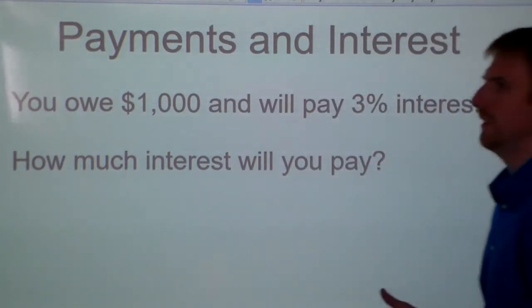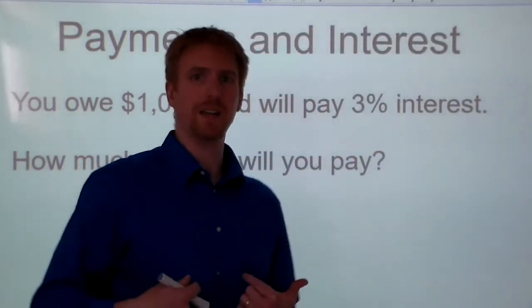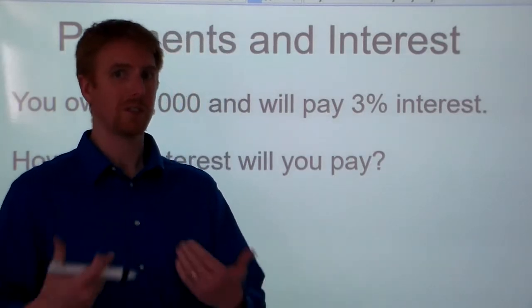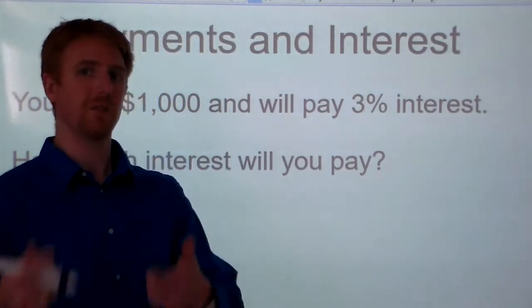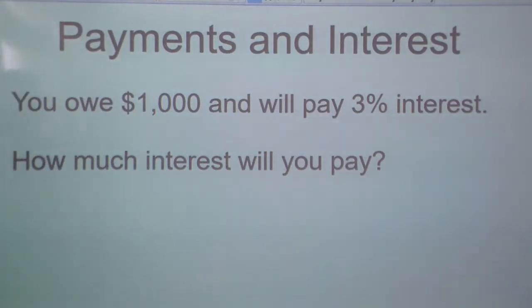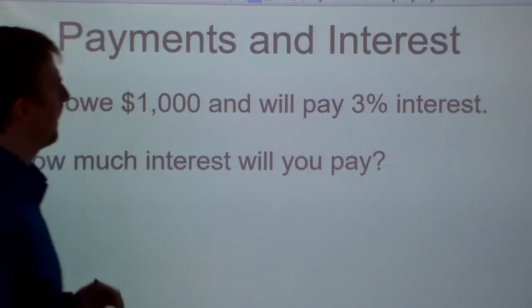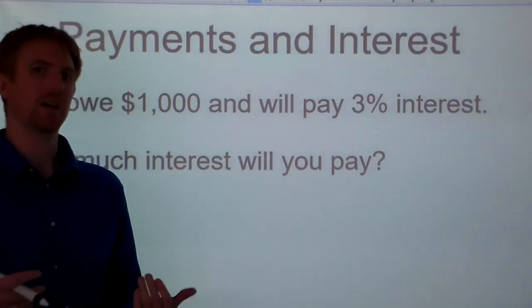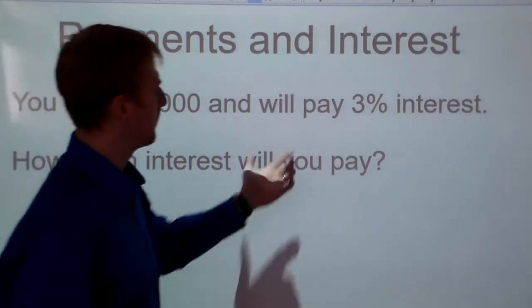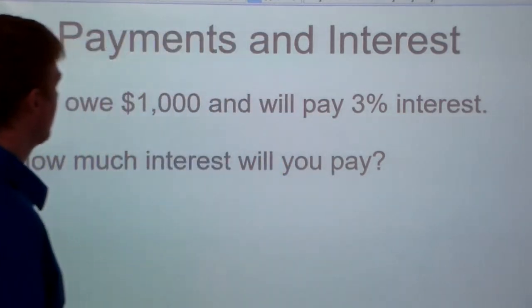Now, there's going to be interest in that. If I'm the bank and I'm giving you the money, I want something in return. So I'm going to make money off of giving you money. That's what interest is. So suppose you owe $1,000. You borrowed $1,000 from the bank. But they didn't give it to you for free. They're going to charge you 3% interest. How much interest do you pay?